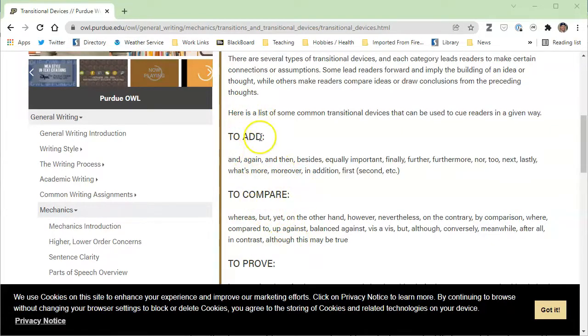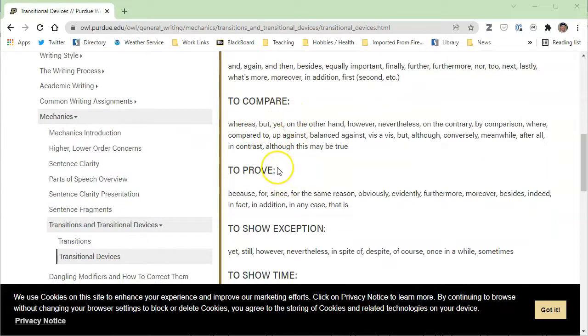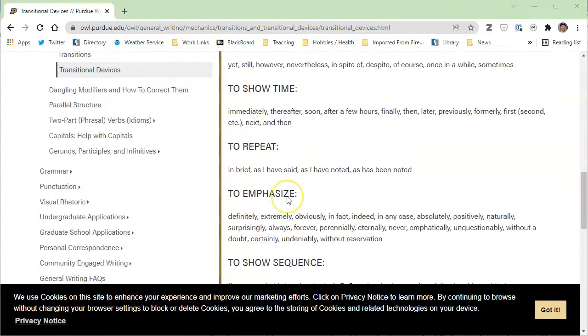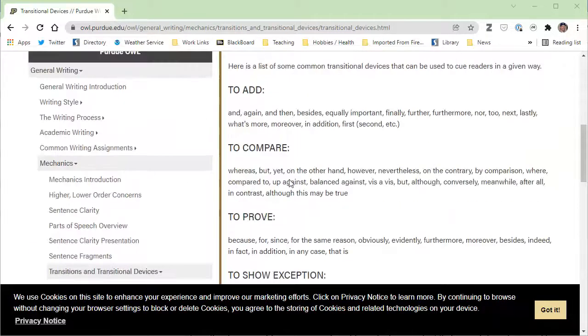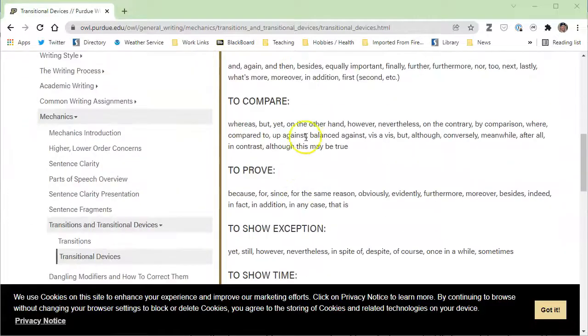So you might be adding an idea, comparing ideas, proving something like cause and effect, showing an exception, where something is going to be different from other things, showing time, repeating, emphasizing, any relationship that you can think of. There's a little bit of text here and transition signals that you can use to demonstrate how ideas are related to each other. Let's work with a few of these in our sample documented argument.